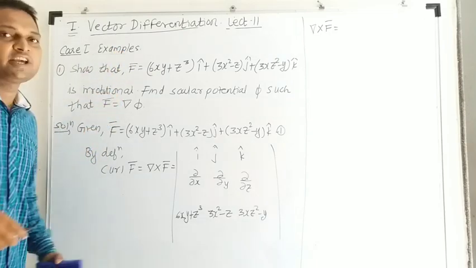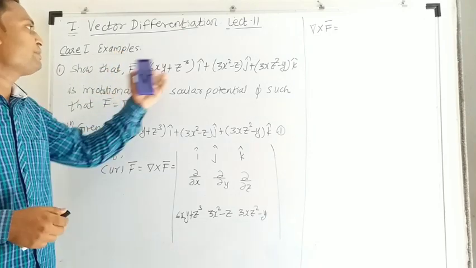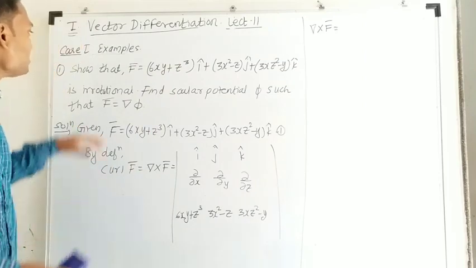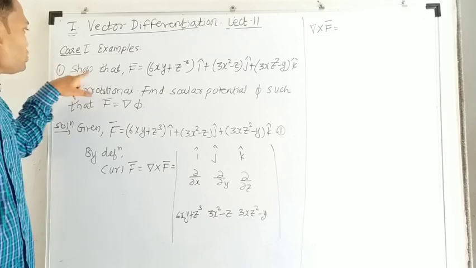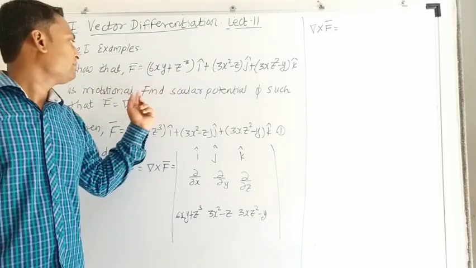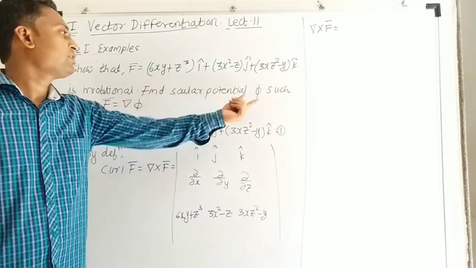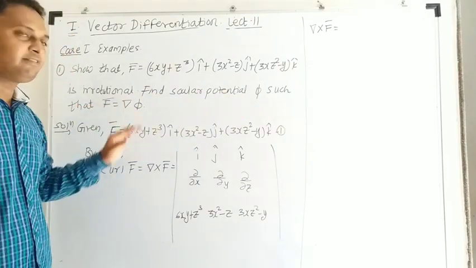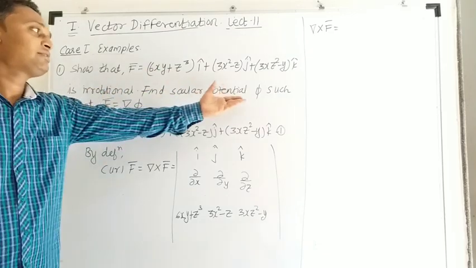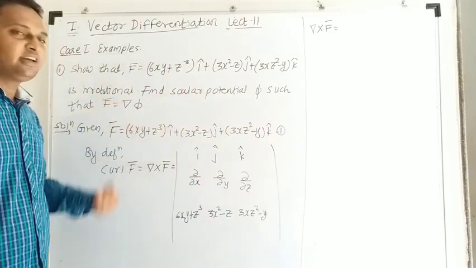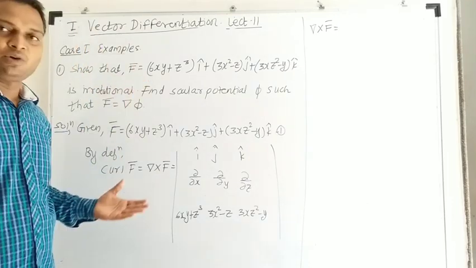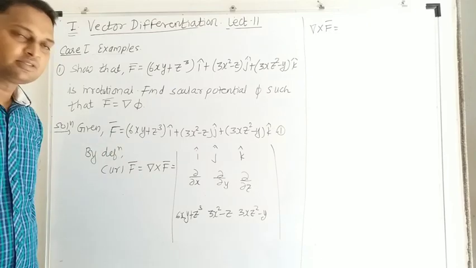First we'll discuss the case 1 type examples, in which f bar will be in terms of x, y, z. Then we'll take an example on case 2 and some examples for practice. The question will be like this: show that this field f bar is irrotational and find the scalar potential phi such that f bar equals del phi. We have already discussed that whenever we prove it is irrotational, there will always exist a scalar potential phi for which f bar is equal to the gradient of that phi. So very first we need to prove that it is irrotational. Then only will we calculate the scalar potential.